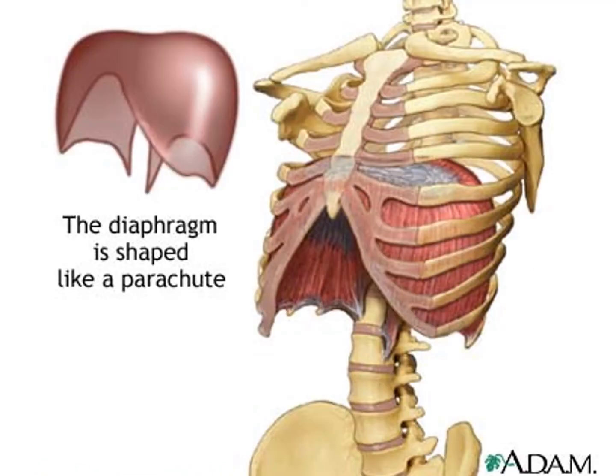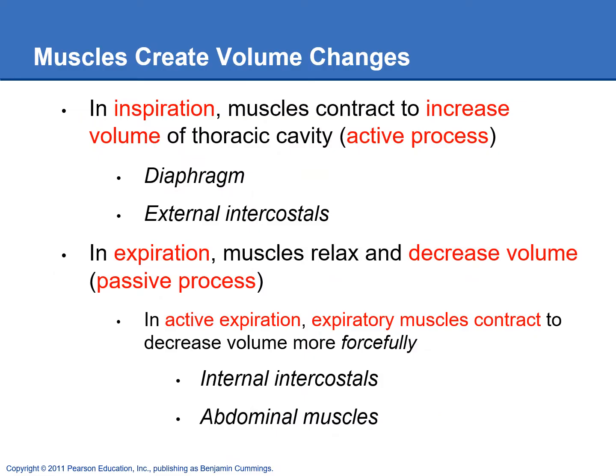The diaphragm is shaped like a parachute, and when it contracts, it will move down towards the abdomen. So when you inhale, it's an active process. The diaphragm will contract, move down towards the abdomen, and that'll increase the volume of the chest cavity, and the external intercostal muscles will contract between the ribs, and that will lift the chest wall out.